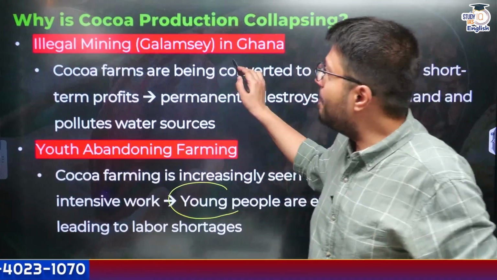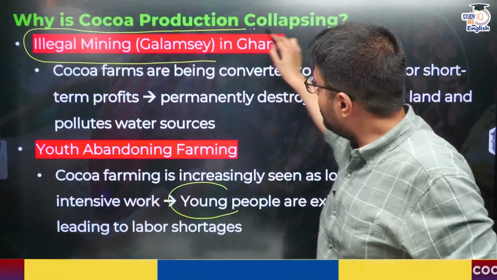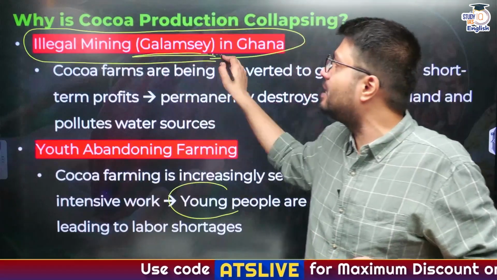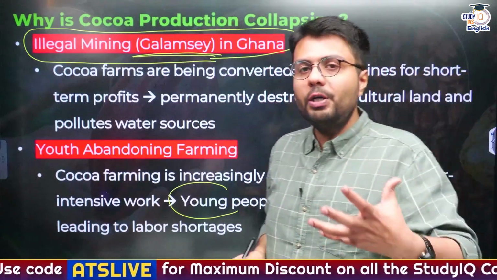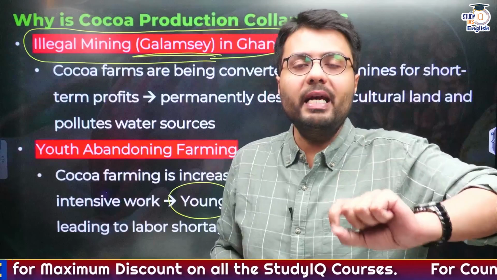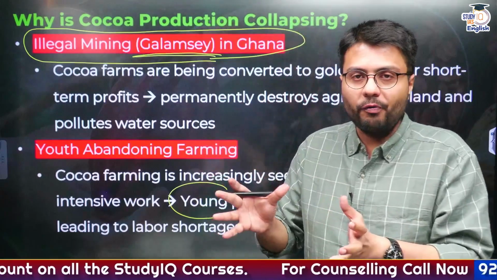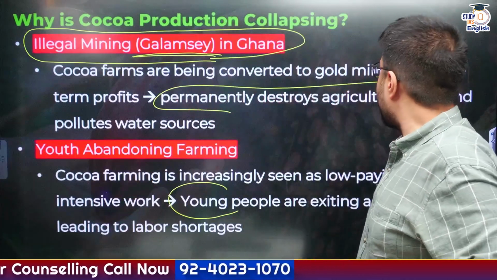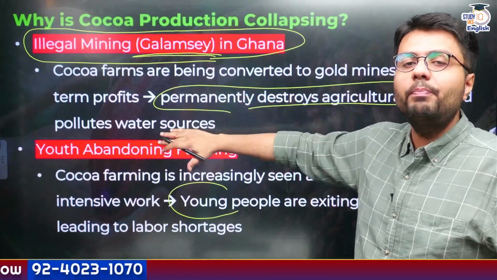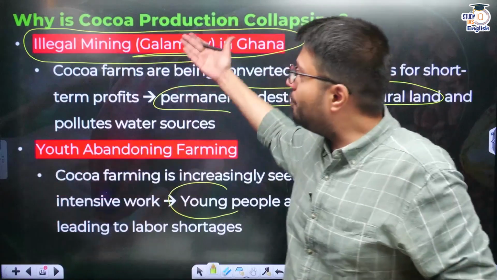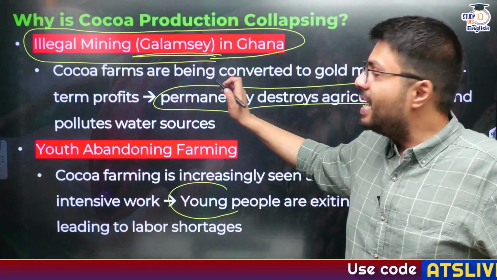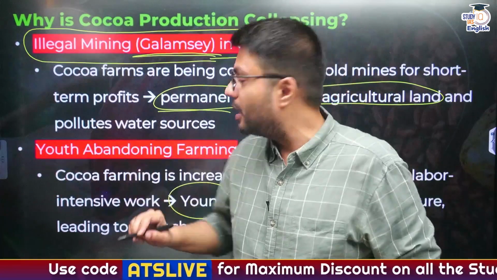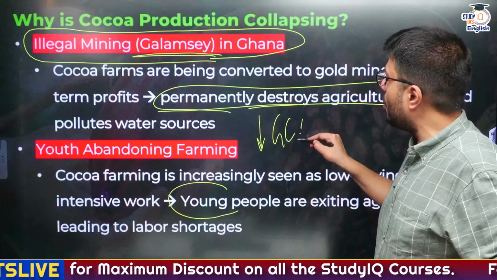And also, many people have resorted to what is known as illegal mining activities in the country of Ghana. This is locally called galamsey, right? Now, what cocoa farmers are doing is leasing their lands for local mining, particularly to mine gold for short-term profits. But while doing so, they are permanently destroying their agricultural land, and not just that, they are even polluting the nearby water sources. So whenever this land is leased for gold mining, it negates the possibility of future use of that particular land for cocoa production. So this has contributed to less gross cropped area.